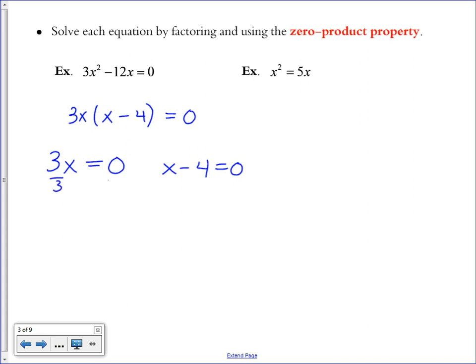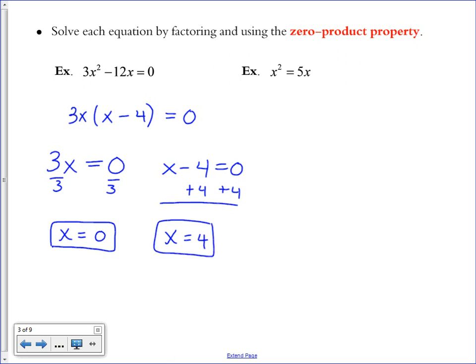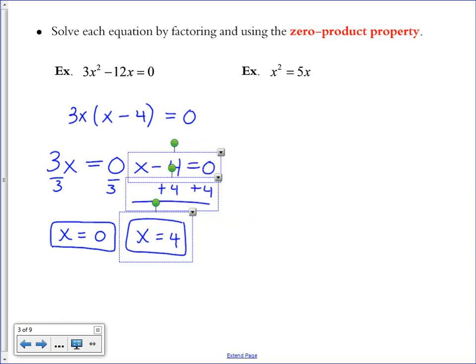Here we divide both sides by 3, and x equals 0. Here we add 4, and x equals 4. So we actually have two possible answers for x in the original equation that could give 0. If you plugged in both of these answers for x in the original equation, you'll see that they both work. So quadratic equations typically have two answers for what x could be.